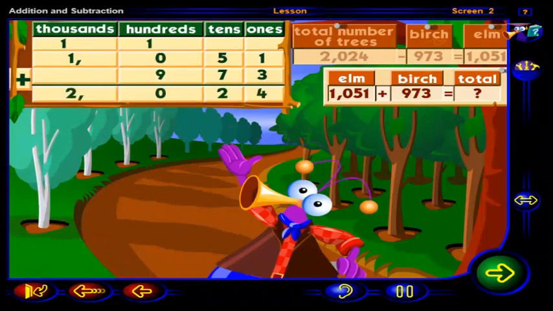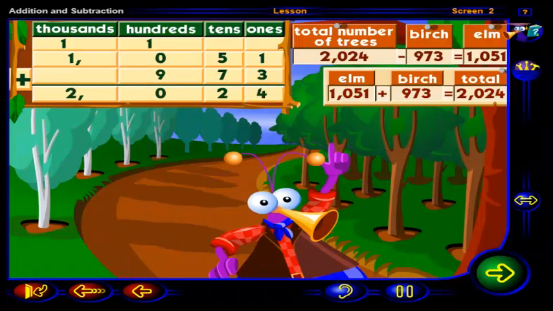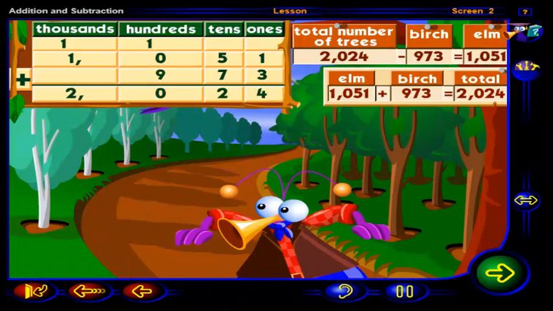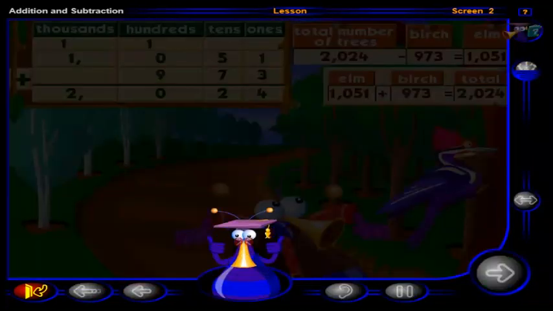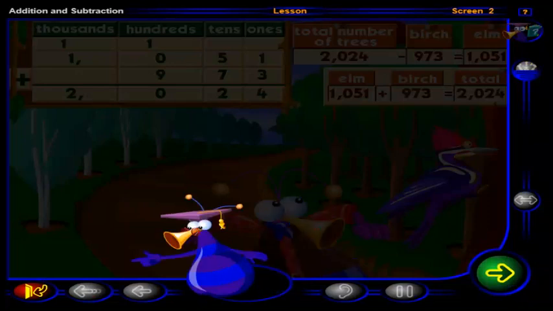2024. So the number of elm trees plus the number of birch trees does equal the total number of trees. We subtracted correctly. You planted 1,051 elm trees. Well done! You've completed this lesson. Click here to go to the practice area, or click here to return to the menu.